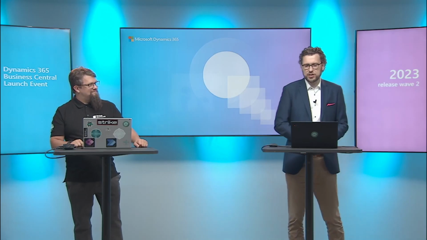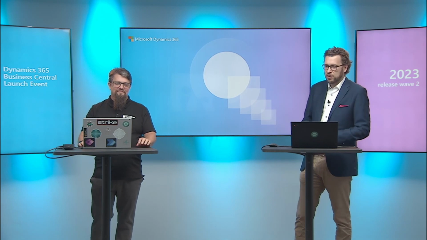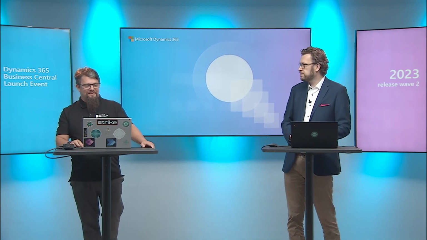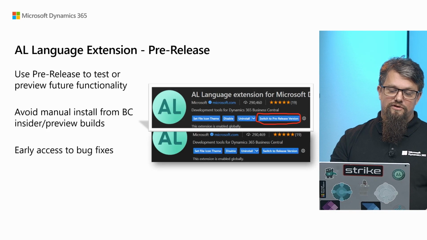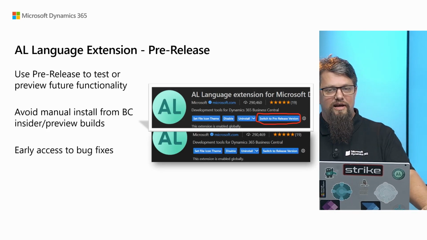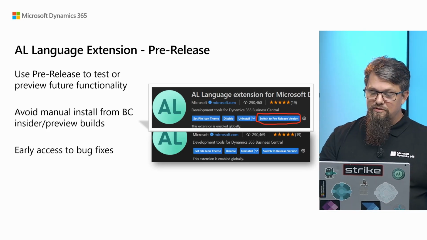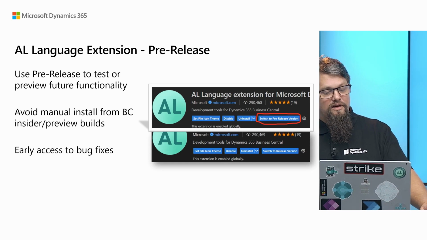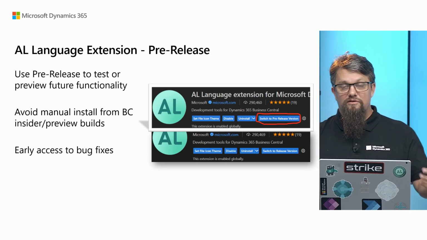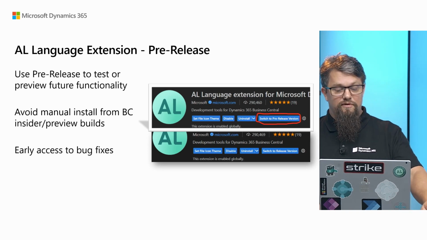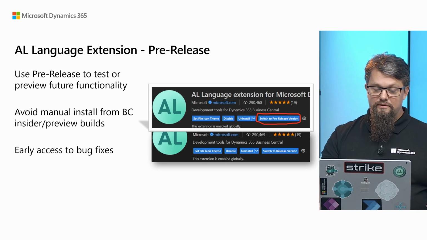Please tell us more about the new scenarios in our Visual Studio Code extension. Yes, let's talk about that one first. When you install the AL language extension, you now have the option to install or switch to a pre-release version. With the pre-release, you get early access to bug fixes, previews, and future functionality. You can also use the pre-release as an alternative to unpacking and manually installing the AL language extension from Business Central Insider or Preview builds.